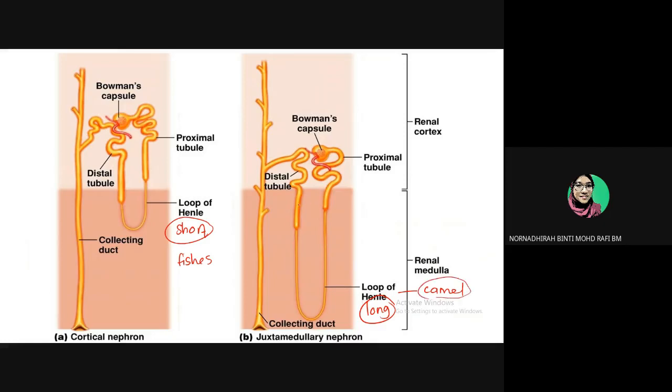So camel ni ada very very long loop of Henle. Why? Because they can conserve more water. So less urine will be produced and very concentrated urine produced. That is the purpose. Okay, so sangat penting lah. This is one of the adaptations of animals that live in desert, in hot areas. Okay, kawasan yang panas, kawasan yang kurang air. So ini adalah salah satu adaptation.